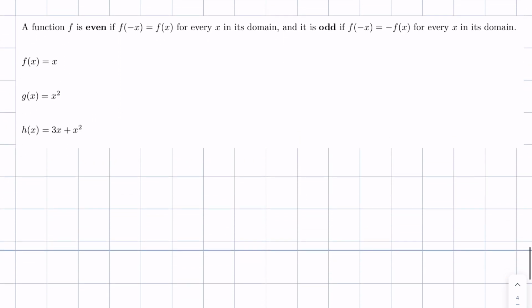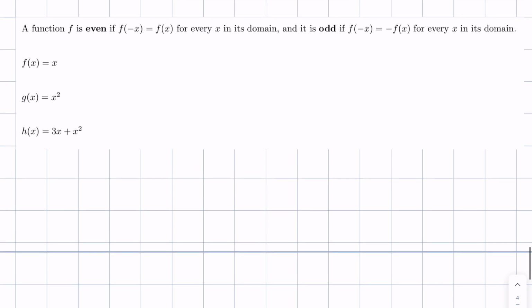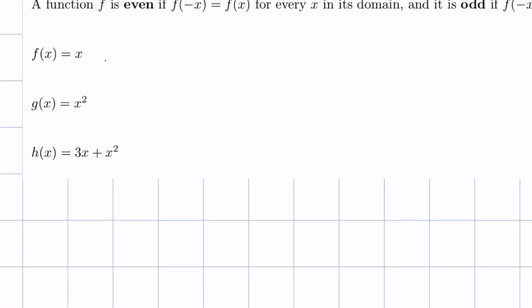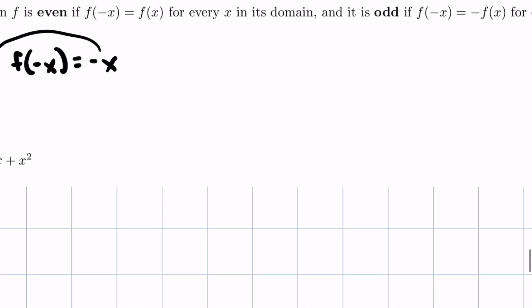Finally, we're going to talk about even and odd functions. So a function is even if f of negative x equals f of x for every x in its domain, and it's odd if f of negative x equals negative f of x for every x in its domain. Let's see what that looks like in practice, right? So f of x equals x. Let's plug in f of negative x. This is how you test this. If you plug in f of negative x, we just get negative x, right? We're replacing the function, which here is just x, with negative x. And so that is just sticking a negative on the original function. And so clearly this is going to be odd.